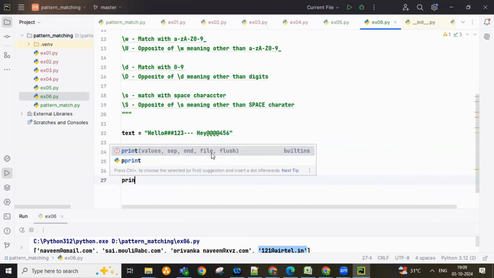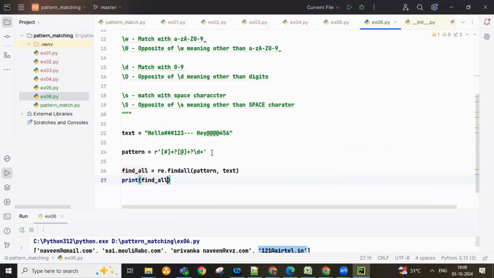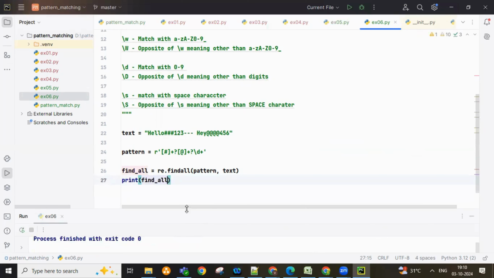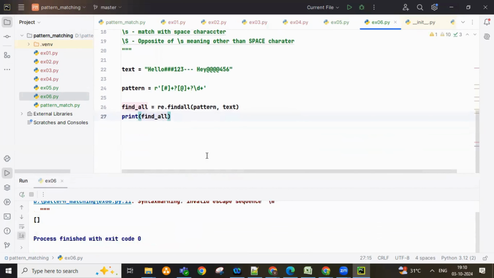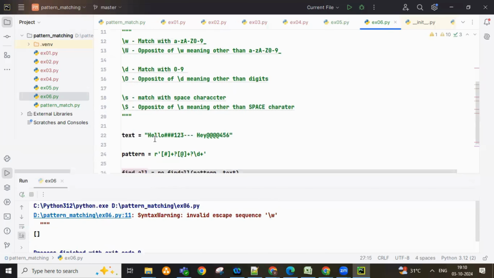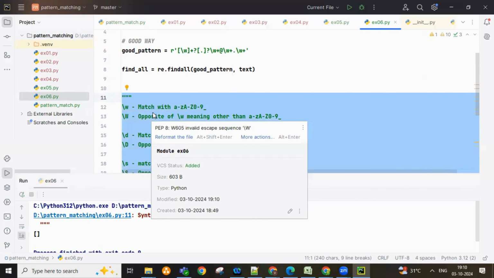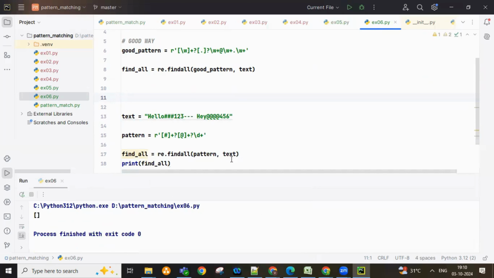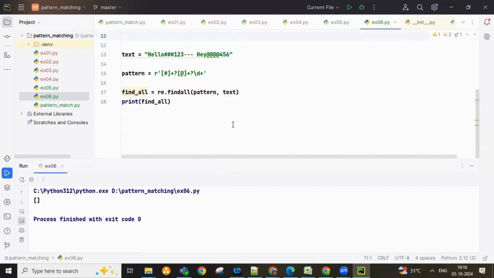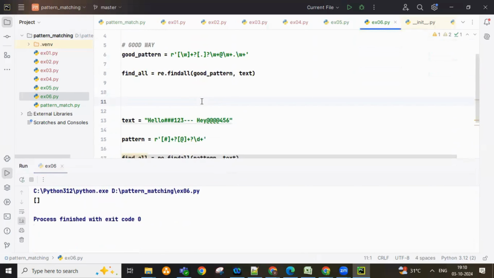You got it? And the print, what? Find all. That's it. Let's try whether it's working or not. Let's check it. Oh, come on. It's not matched. Okay, nice. Hold on. It is crying here, line number 11. It's not happy with this guy. Let me take it from there. Okay. Good that it didn't match.